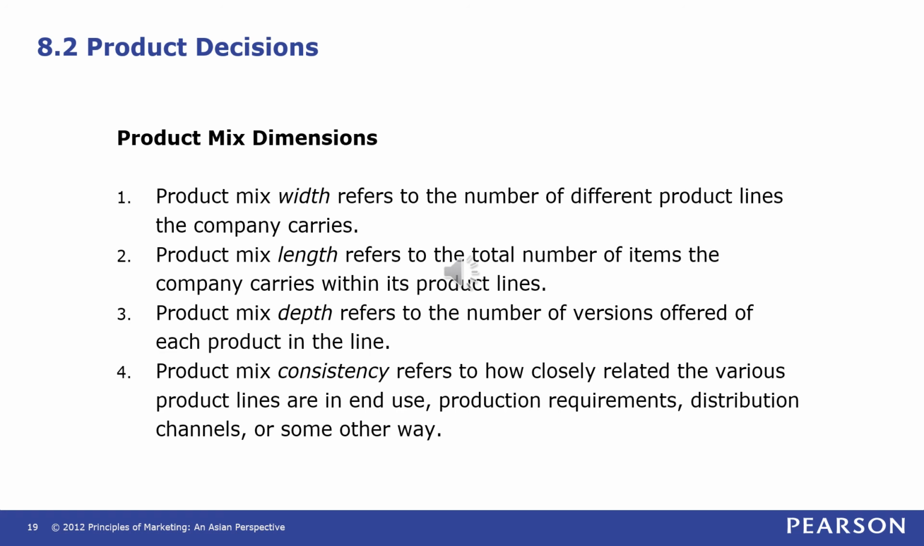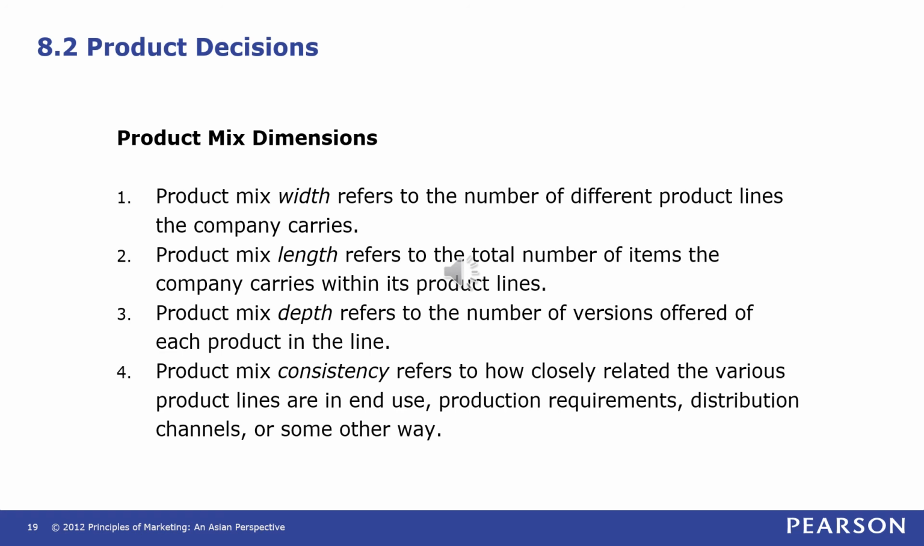Product mix depth refers to the number of versions offered of each product in the line. Again, using Colgate as an example, Colgate toothpaste comes in several varieties, ranging from Colgate Total, Colgate Tartar Control, Colgate 2-in-1, Colgate Sparkling White, and also kids toothpaste. In Malaysia, Colgate even offers a brand named Kayusugi, which comes with a halal certification for the Muslim market.